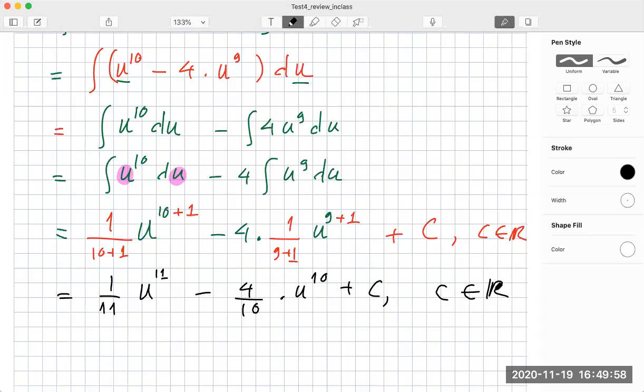So now we're looking for the antiderivative of all these things, right? We need to replace back to the variable x.